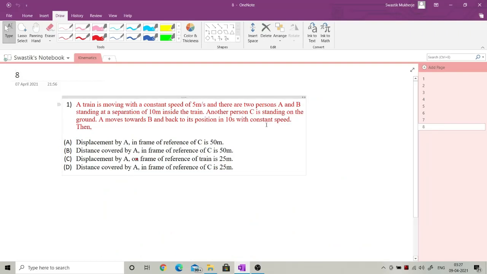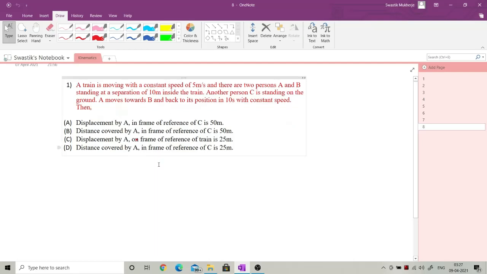A train is moving with a constant speed of 5 meters per second, and there are two persons A and B standing at a separation of 10 meters inside the train. Another person C is standing on the ground. A moves towards B and back to its position in 10 seconds with constant speed. This is another problem where the options are the questions basically. So we have to find the displacement of A in reference to C. Okay, let's do that.